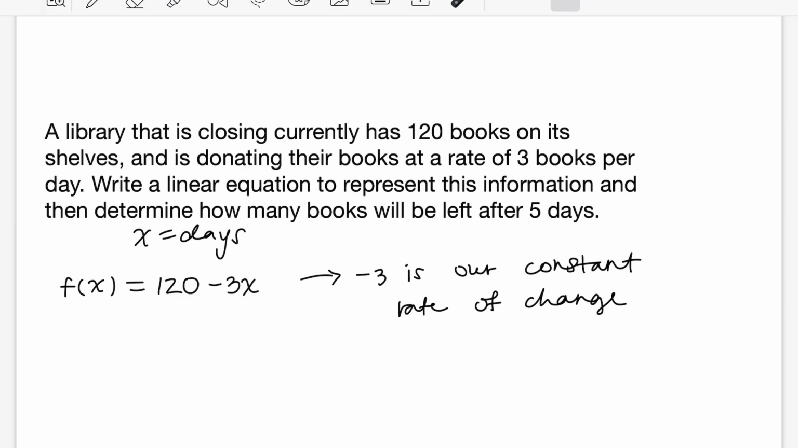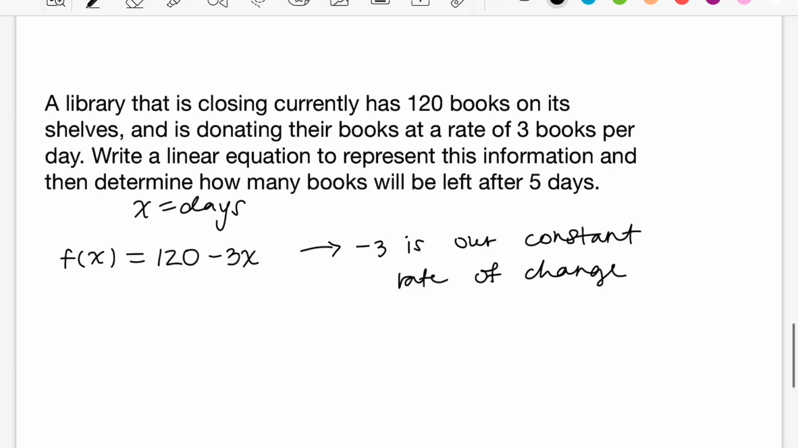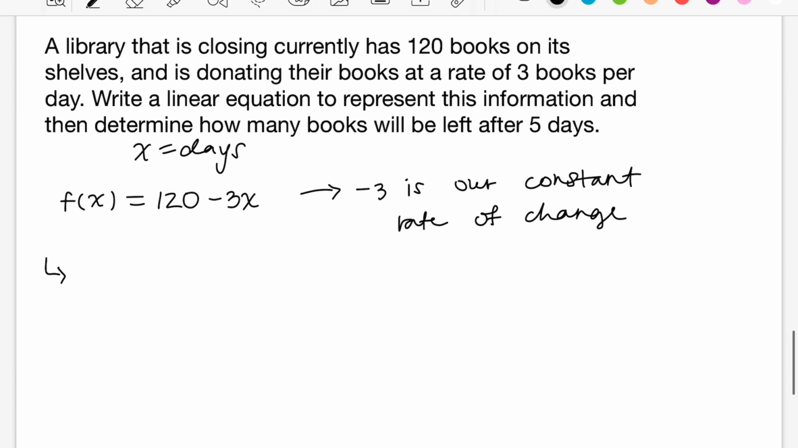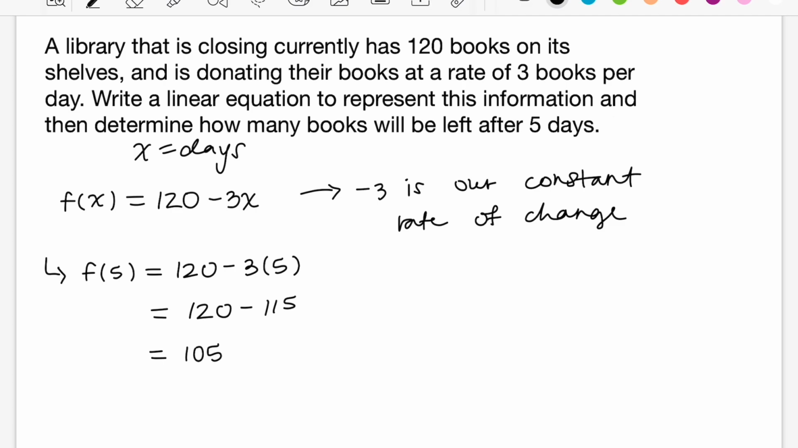The next thing we want to do is determine how many books will be left after 5 days. So what we can do is plug in 5 for x. So we have f of 5 here. Plugging this into our equation, we have 120 minus 3 times 5, so 120 minus 15. And so we get that after 5 days, we will have 105 books left on the shelves.